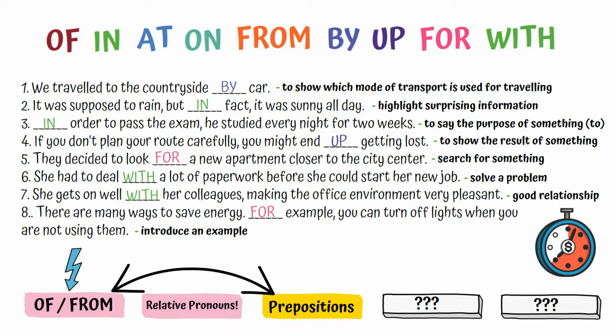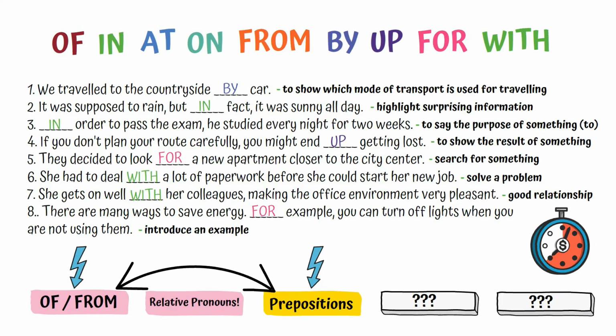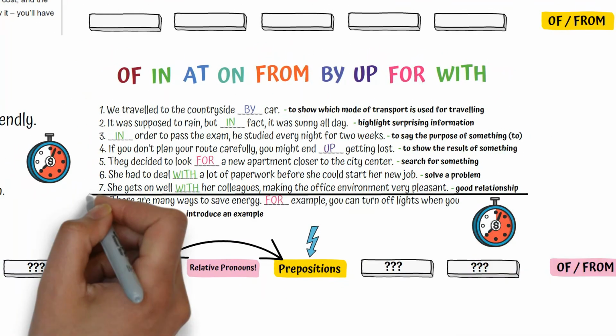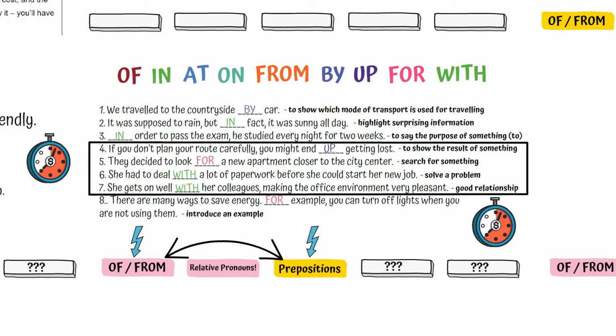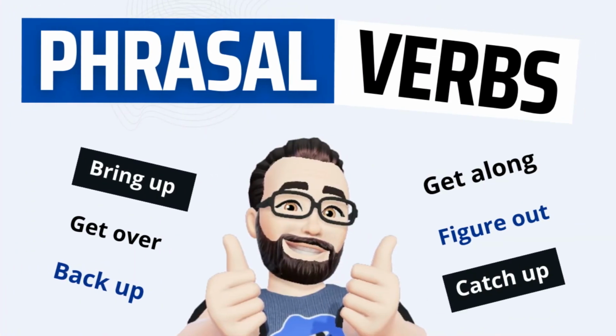Remember, the first part of this video with of and from had lots of examples of prepositions too. So clearly, prepositions are an important part of reading part 6. Also, if you look at questions 4 to 7, you can see that phrasal verbs sometimes appear in this part of the exam. If you want to learn more B1 level phrasal verbs, take a look at this video. Please see the link in the description below.